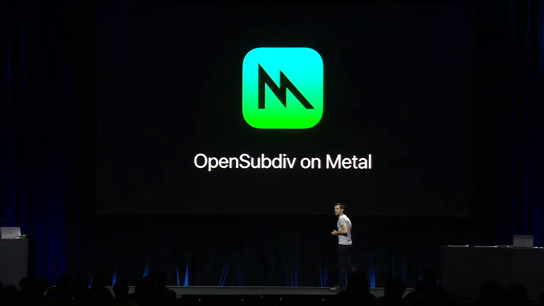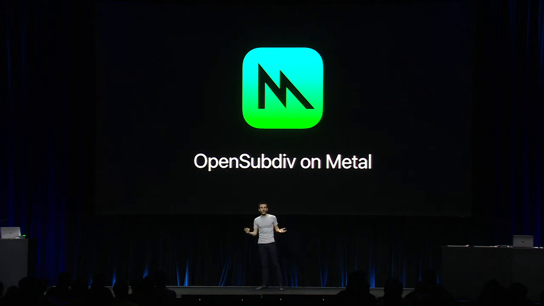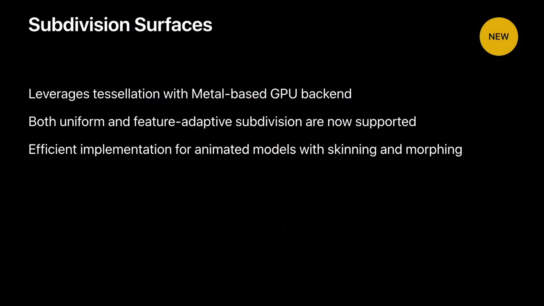So we have great news this year. You might have heard about the OpenSubdiv project from Pixar, which is an open source implementation for efficient evaluation of subdivision surfaces. And last year at WWDC, Apple announced that we would be contributing to this project with a Metal-based implementation so that you can run the subdivision code on the GPU using Metal. And so this year, you can leverage all these amazing technologies very easily.